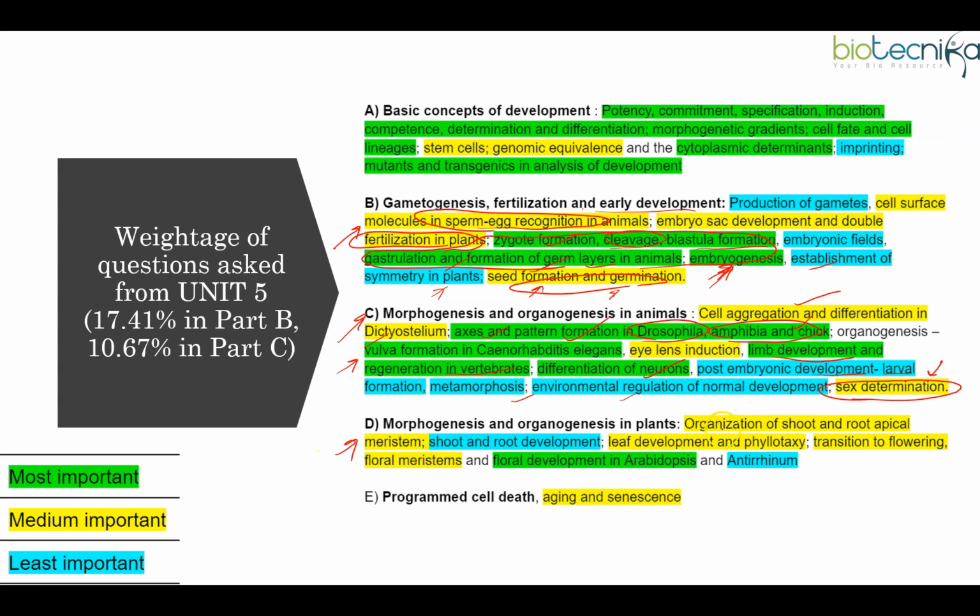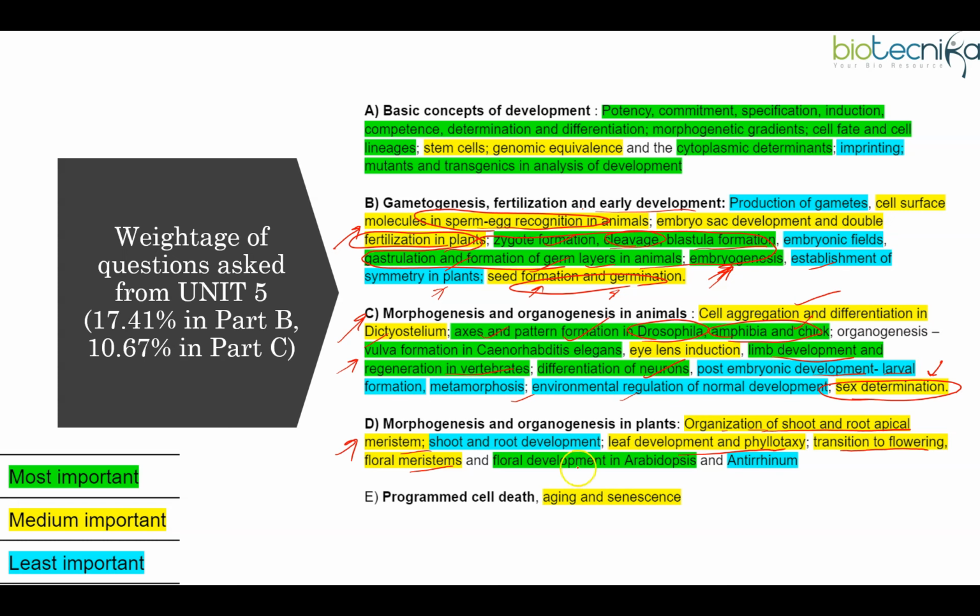From plant development, there is organization of shoot and apical meristem, leaf development and phyllotaxy, transition to flowering and floral meristem. These are semi-important, but then again I should tell you that in developmental biology, animal development questions are much more. Obviously, the syllabus is also covering the majority of the portions. And even in the questions, you will get 80% to 90% from animal development and only maybe one part B question and one part C question from plant development. That too, it is not fixed always.